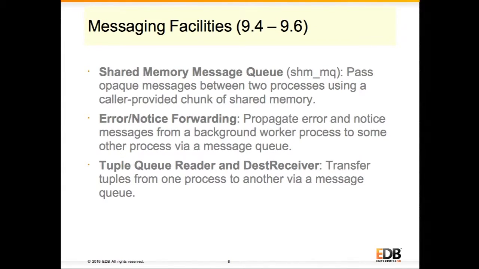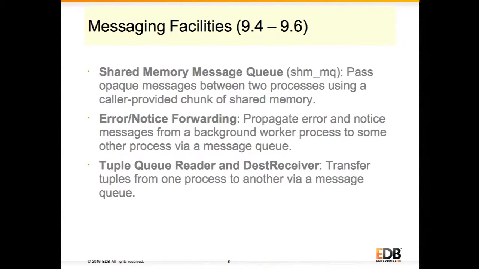So it sends the message instead to a shared memory message queue using this error notice forwarding code. And the leader reads that error or notice message back out there and rethrows the same message. So for those who are familiar a little bit with our coding conventions, anything that's reported via ereport or elog is going to go through this error notice forwarding mechanism if it happens in a worker.